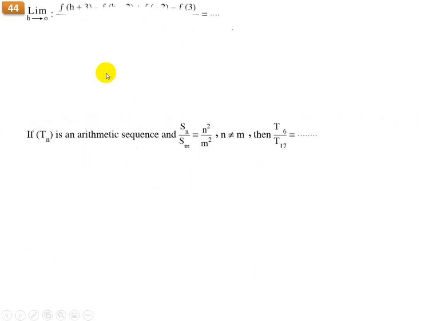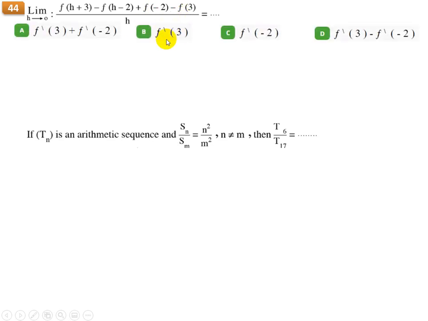Question number 44. Limit as h tends to 0 of [f of (h plus 3) minus f of (h minus 2) plus f of negative 2 minus f of 3] over h equals what?